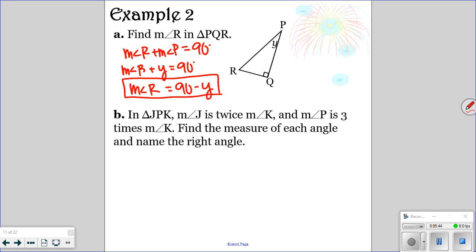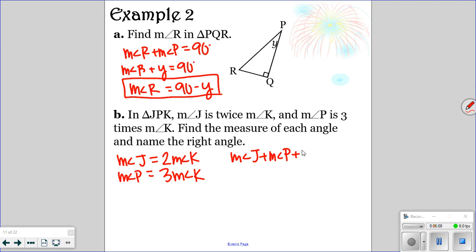Okay, so now we're going to look at this other triangle. And we don't have to draw it. We can if we want to, but we don't need to. We know that the measure of angle J is twice the measure of angle K. And the measure of angle P is 3 times the measure of angle K. And then we know that the measure of angle J plus the measure of angle P plus the measure of angle K has to equal 180 because the 3 angles always add up to 180 degrees. So J is 2 times the measure of angle K and P is 3 times the measure of angle K.